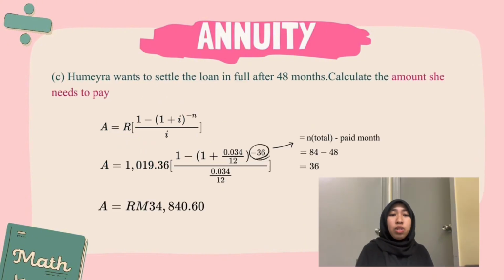For part C, Humaira wants to settle the loan in full after 48 months. Calculate the amount that she needs to pay. To do this, we calculate the outstanding loan balance after 48 months using the annuity formula. A equals R multiplied by (1 minus (1 plus i) to the power of negative n) over i. A equals 1019 and 36 cents multiplied by (1 minus (1 plus 0.034 over 12) to the power of negative 36). We use 36 because 84 minus 48 equals 36, over 0.034 over 12. So A equals 34,840 and 60 cents.